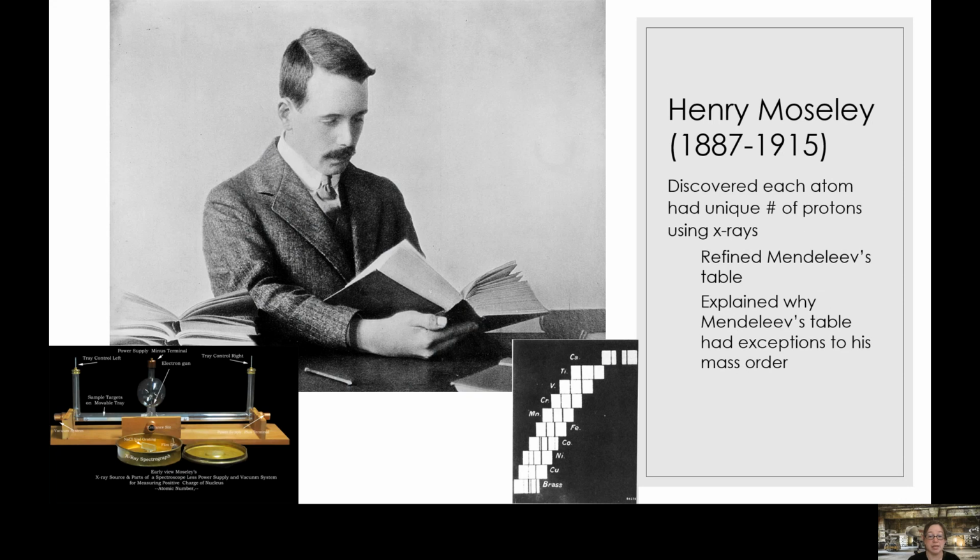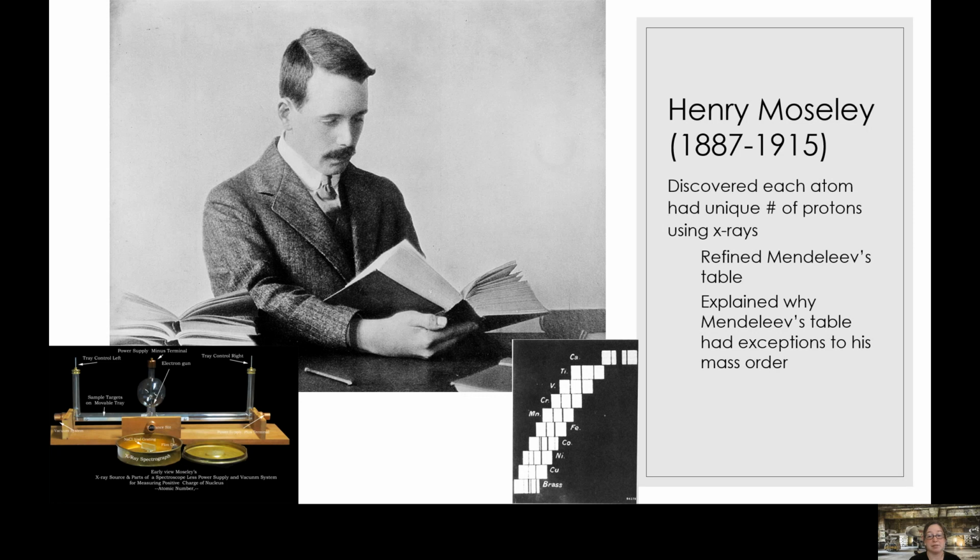It wasn't until Henry Moseley came along that we learned each atom has a unique number of protons, and he discovered this using X-rays. We also saw Moseley in the video, and he used this apparatus on the left. It's a vacuum tube, and it allowed him to slide samples through the vacuum tube into that X-ray viewer, and look at the X-ray barcode for each of those elements. He noticed that those created this staircase that you see in the bottom right-hand corner.